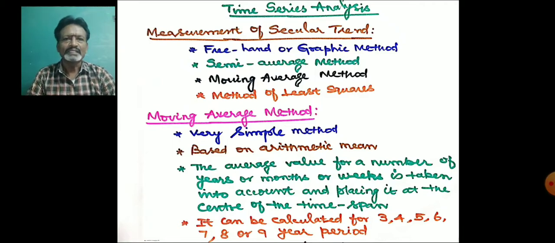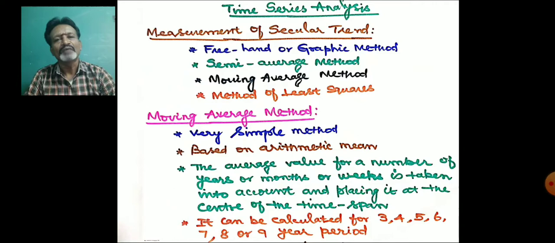In the second method, the semi-average method, the data will be classified into 2 equal parts, and we have to calculate the average value for both the parts. Whatever average value we get, that value will be plotted on the graph sheet, and you can connect the points. You will get a curve, and with the help of that curve, you can draw some inference. That is called the semi-average method.